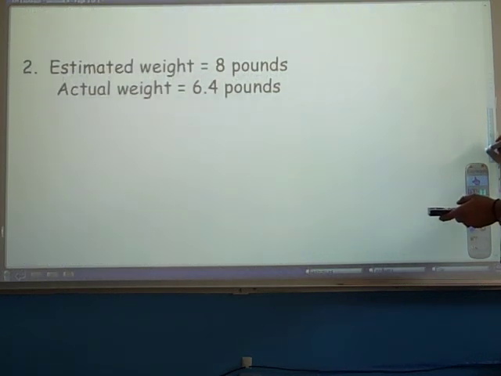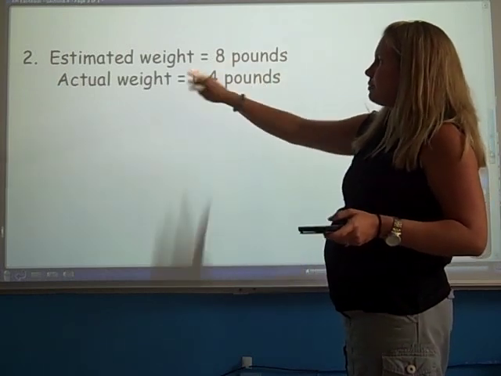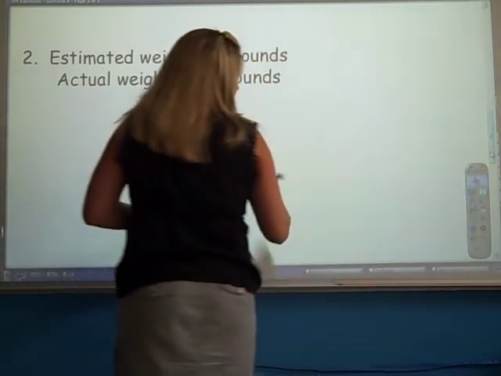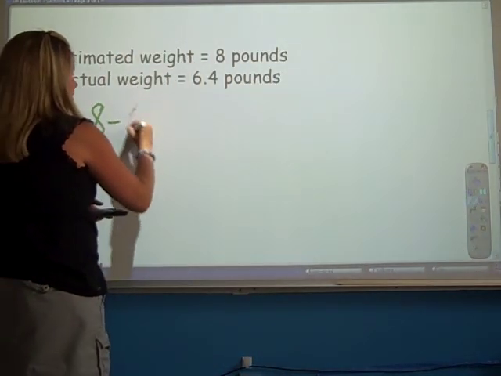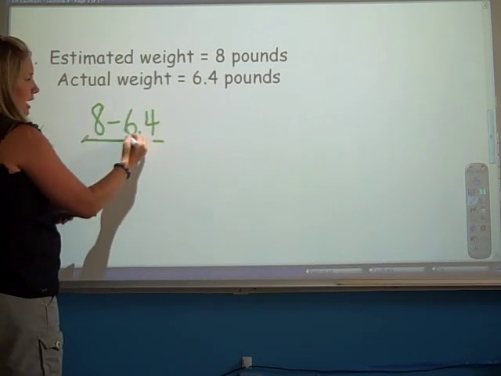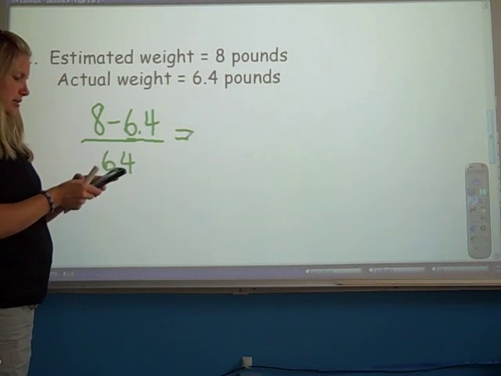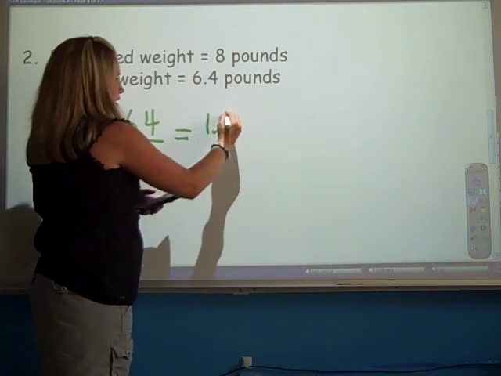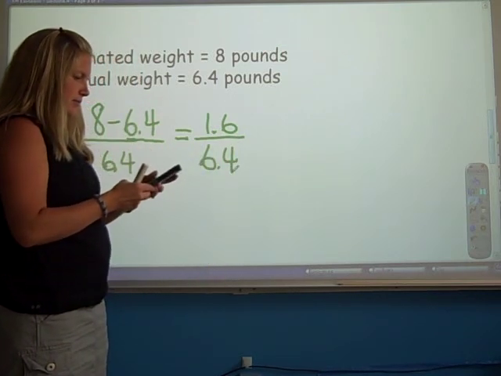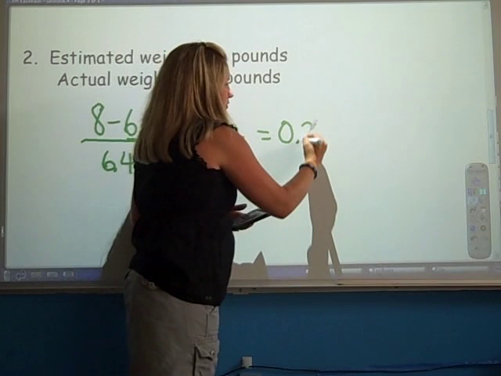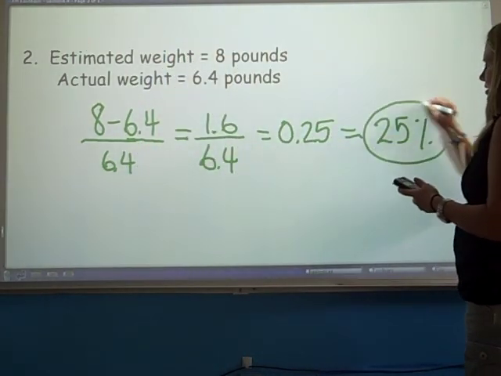Here's another one to try. We guessed that something would weigh 8 pounds. It actually weighs 6.4 pounds. So we do the amount of error. 8 minus 6.4 over what it actually is, 6.4. 8 minus 6.4 is 1.6 over 6.4. Divide them. 0.25. Move it over. 25%. So it's 25% error. That's it.